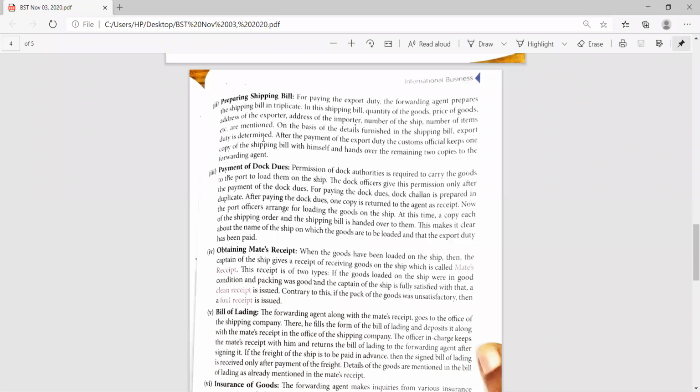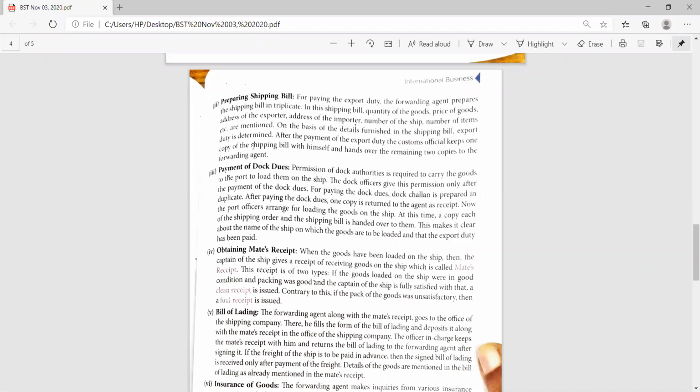Export duty is determined. After the payment of the export duty, the customs official keeps 1 copy of the shipping bill with himself and hands over the remaining 2 copies to the forwarding agent. Please mark this point. What is to be done with the triplicate or the 3 copies that are maintained of the shipping bill? One copy is kept by the customs officials and 2 copies are given to the forwarding agent.